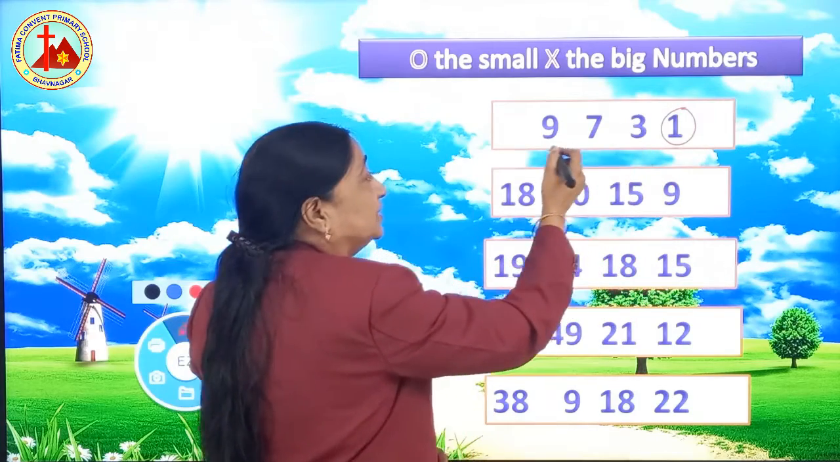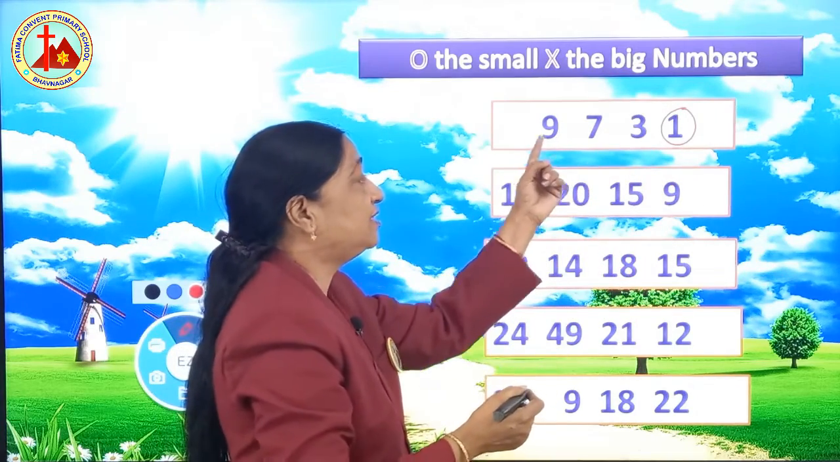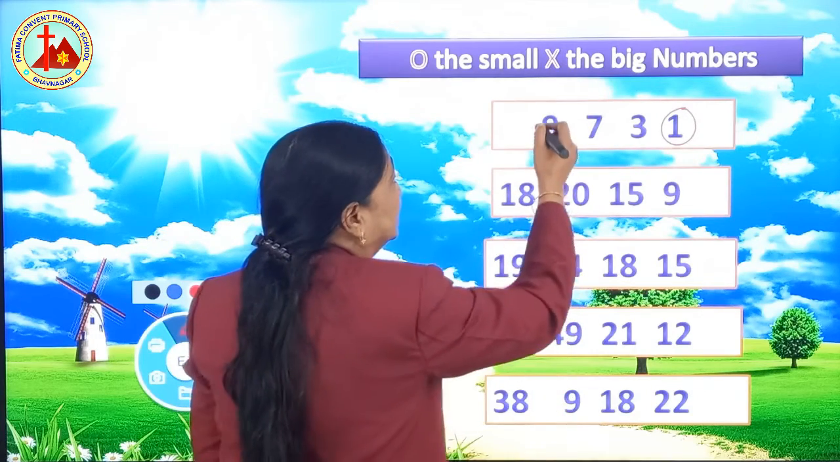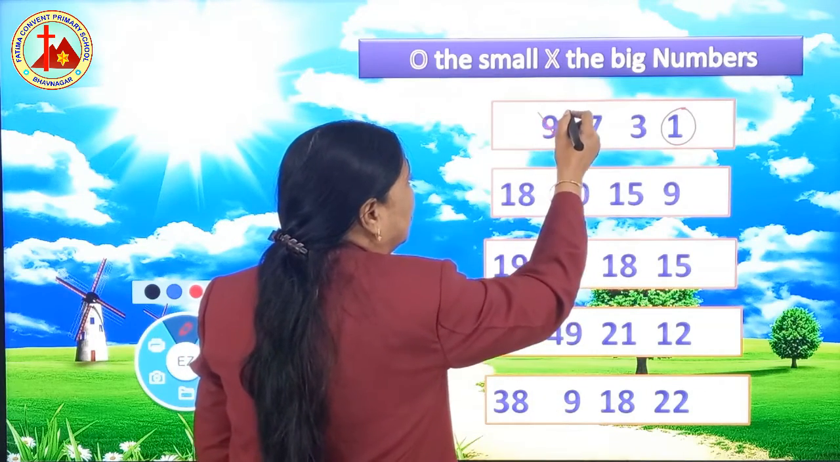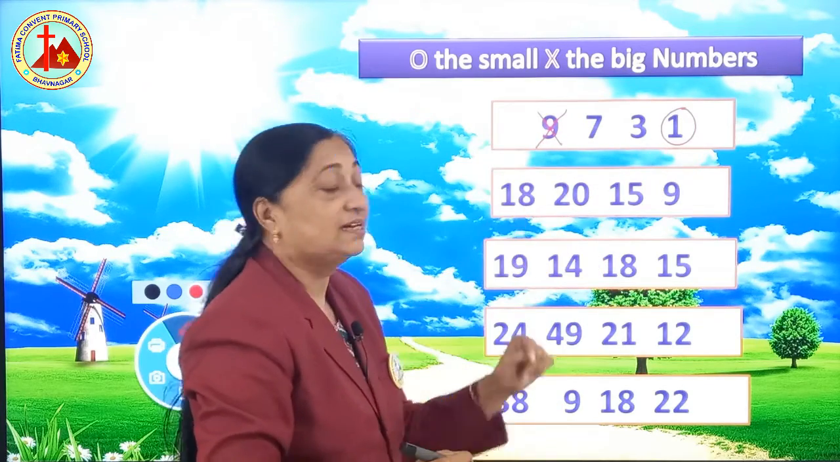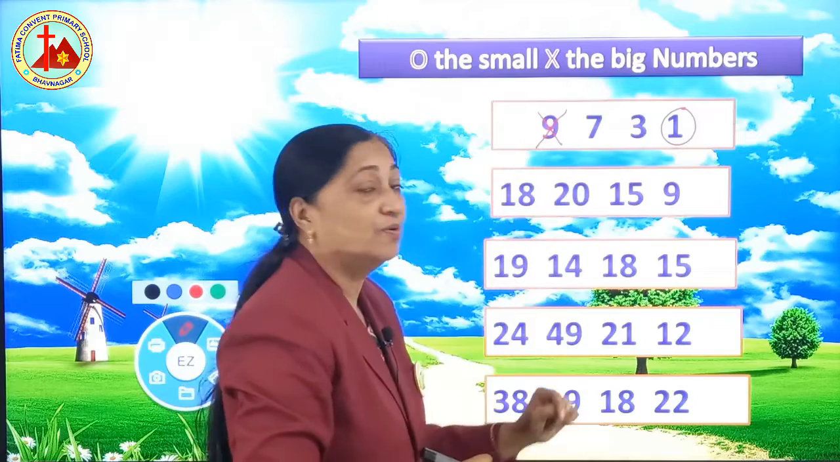Yes. Now which is the greatest number? 3, 7 or 9. When you say 1 to 9, 9 comes after. So 9 is the biggest number among all these 4 numbers. So 1 is a small and 9 is a big number among all these 4 numbers.